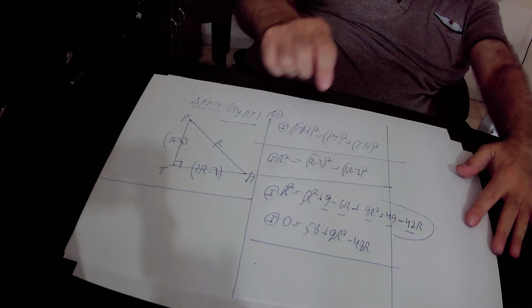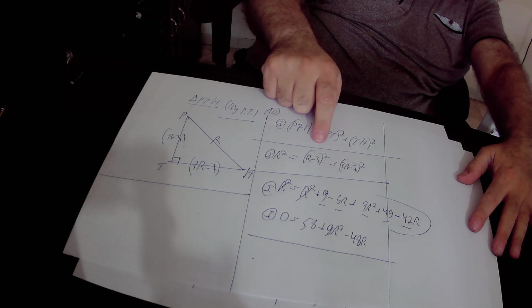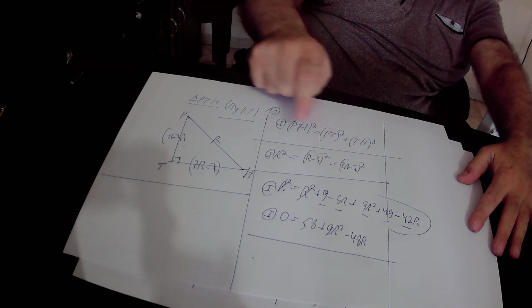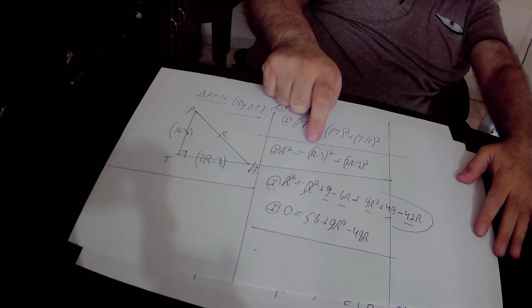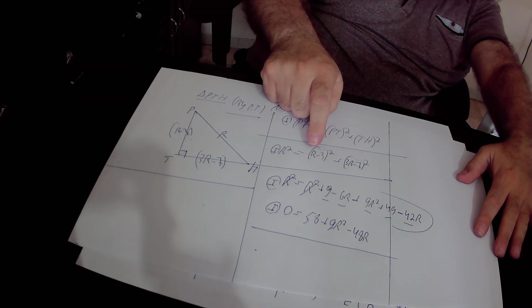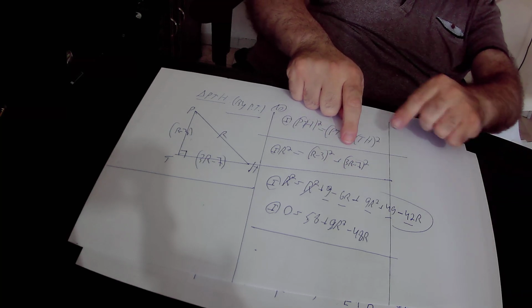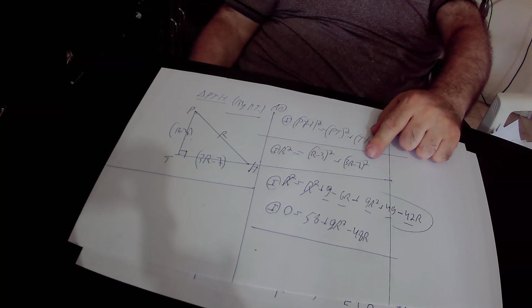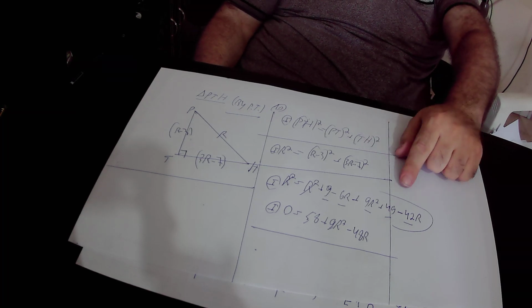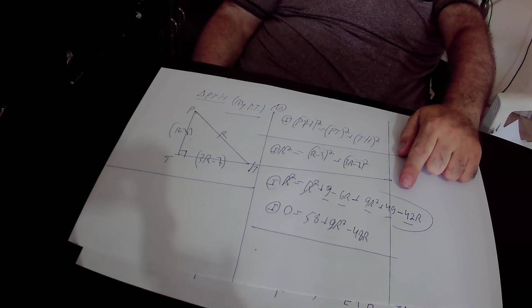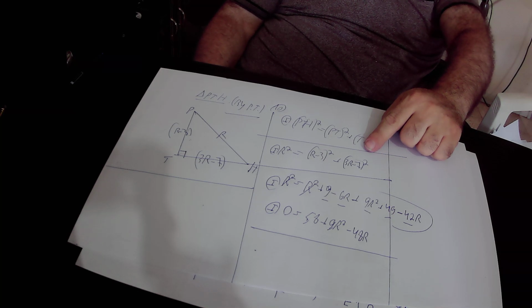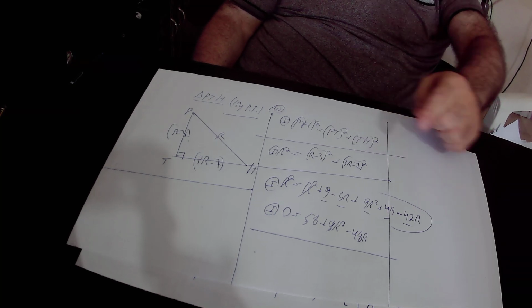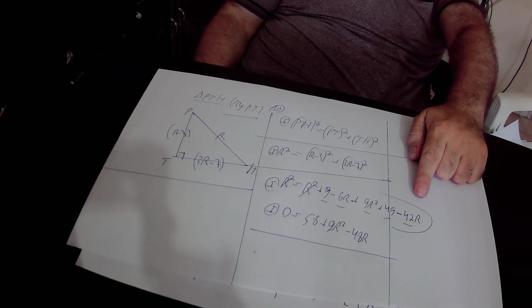So, in conclusion, according to equation number 1, R squared equals (R minus 3) squared plus (3R minus 7) squared. We opened the brackets on both sides of the equation. (R minus 3) squared equals R squared plus 9 minus 6R. (3R minus 7) squared equals 9R squared plus 49 minus 2 times 3R times 7, which is minus 42R.